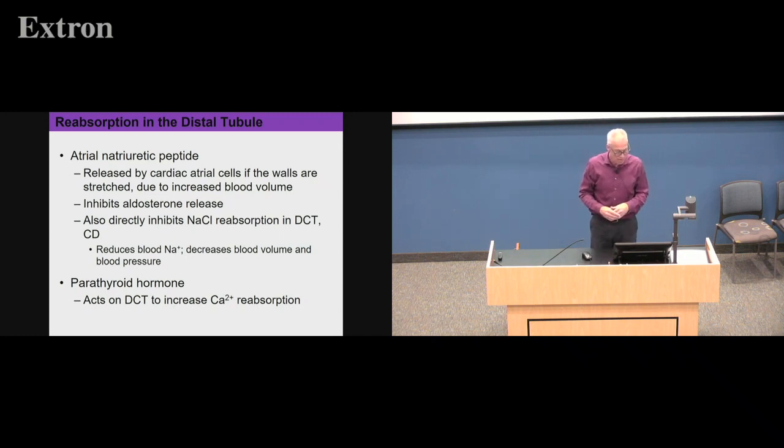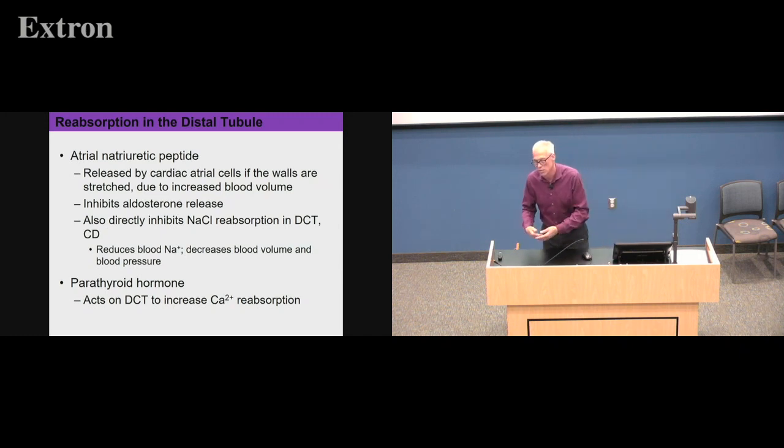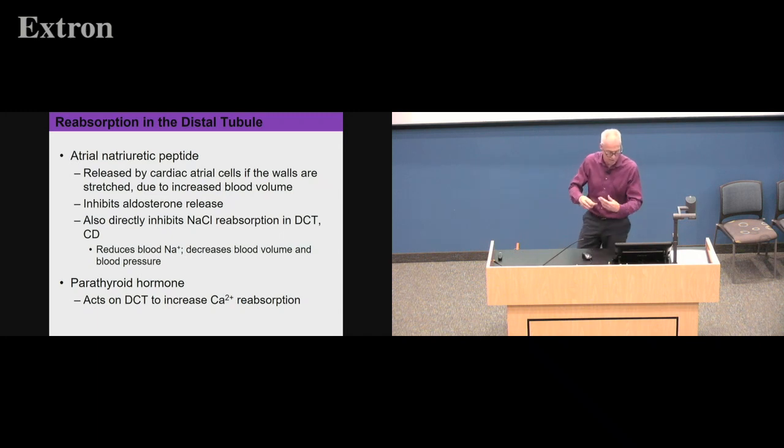So ANP, atrial natriuretic peptide, will be released, and it will go to the distal tubule cells and inhibit salt reabsorption and water reabsorption by osmosis. It'll also inhibit the production of aldosterone, the release of aldosterone. So ANP is like a check system to avoid runaway increases in blood volume and blood pressure. Once the blood volume begins to rise, ANP will start to block that process and, in fact, inhibit salt and water reabsorption. Okay, parathyroid hormone.